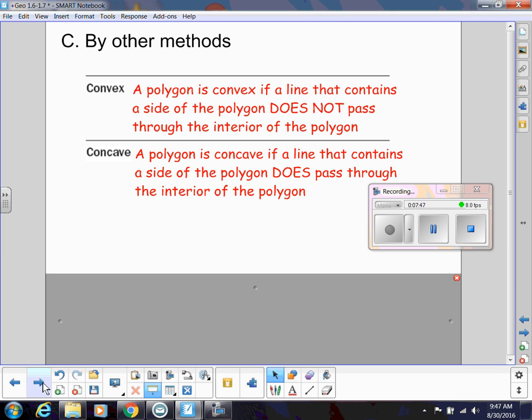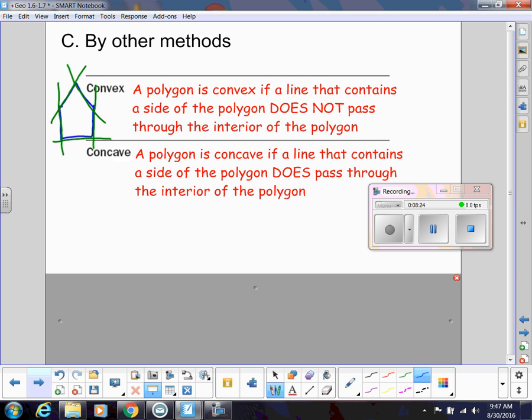Another way we can classify polygons is by saying that they are convex or concave. So I'm going to use the shape of a house, like when you used to draw them back when you were younger. So that's a house. So this would be a convex polygon. And the technical definition is if I draw a line through any of the sides, that line does not pass through the interior. So it doesn't go inside the house at all. Okay, so none of those lines go inside the house.